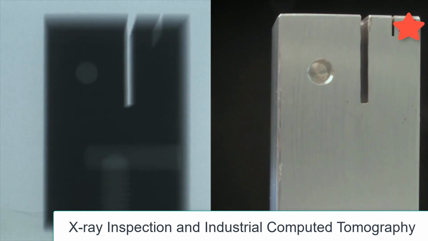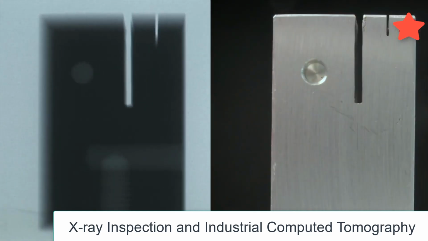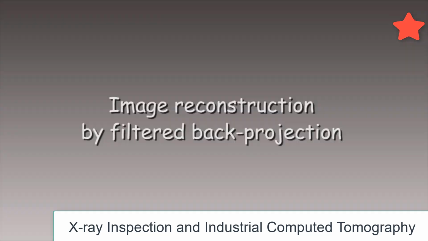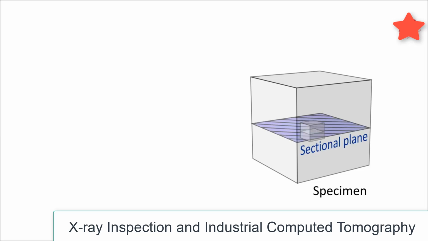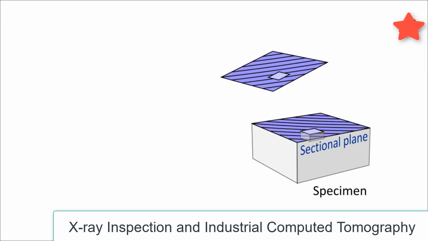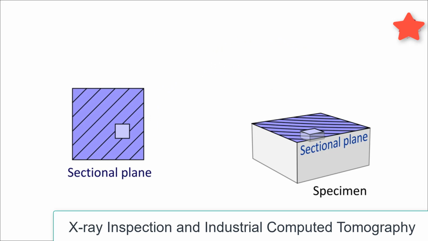After all the X-ray images have been taken, step 2 follows, the generation of the computer model. This step is called image reconstruction. For image reconstruction, several useful methods exist. Here we will explain a commonly used method, the filtered back projection. A specimen with a cube-shaped cavity is used here as an example. To demonstrate the principle, we will explain the back projection of a sectional plane that goes through the cavity. The sectional plane looks like this.